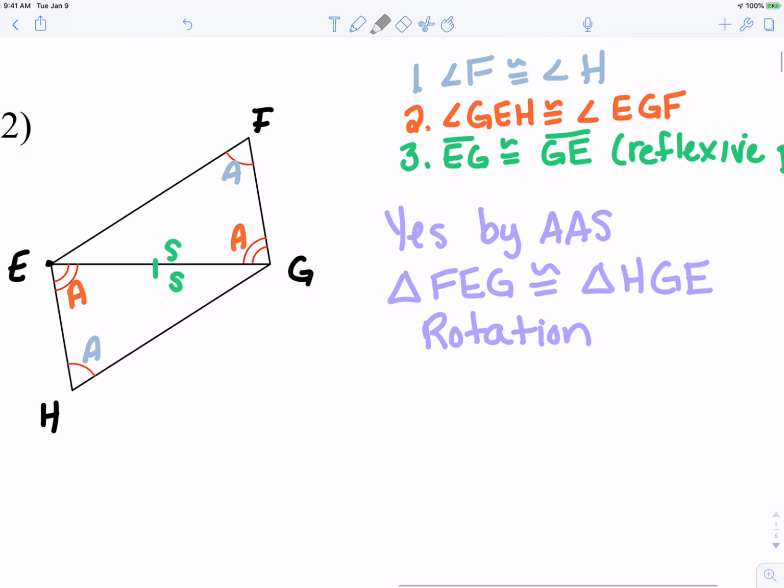Number 2, we know angle F is congruent to angle H. Angle GEH is congruent to angle EGF. These two here. Side EG is congruent to itself by the reflexive property. So if you look at each figure, you have angle, angle, side, angle, angle, side. So by angle, angle, side, triangle FEG is congruent to triangle HGE, and that is an example of a rotation.